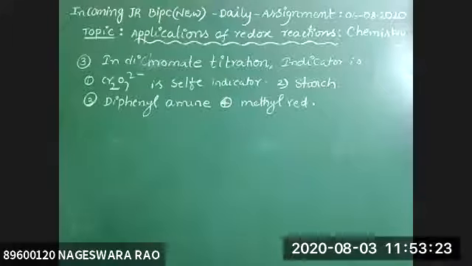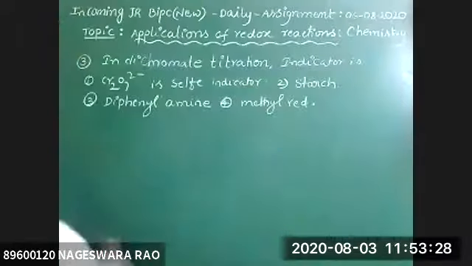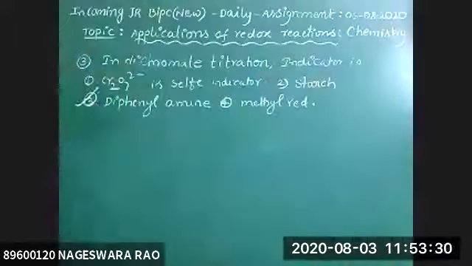In all dichromate titrations, the indicator is diphenylamine. Diphenylamine is the indicator in dichromate titrations.